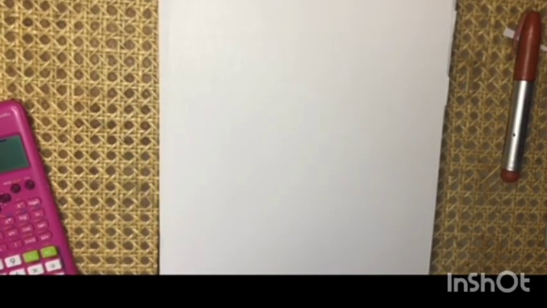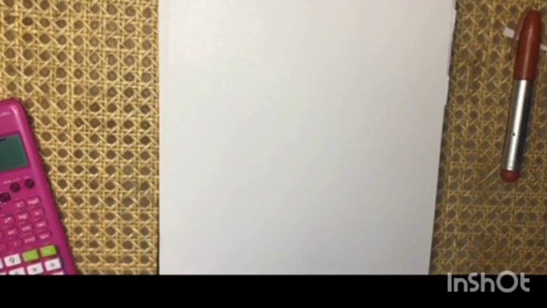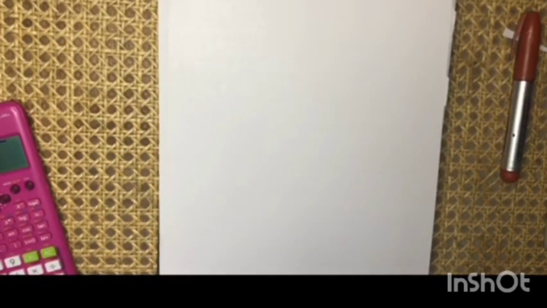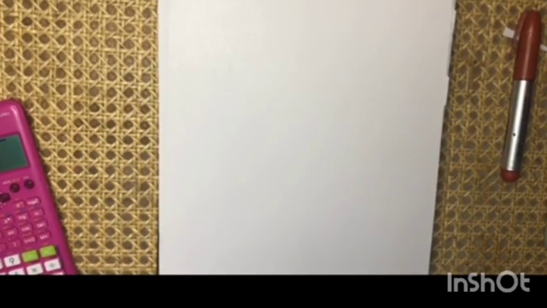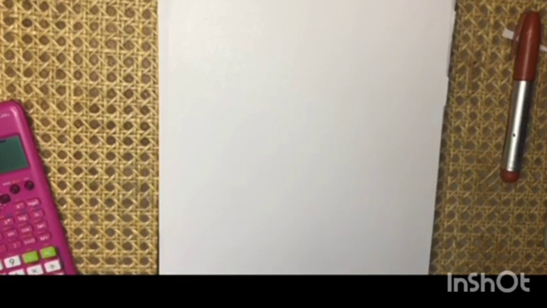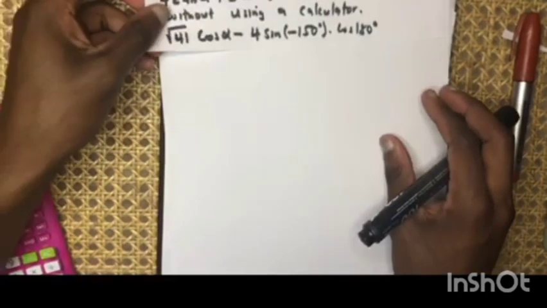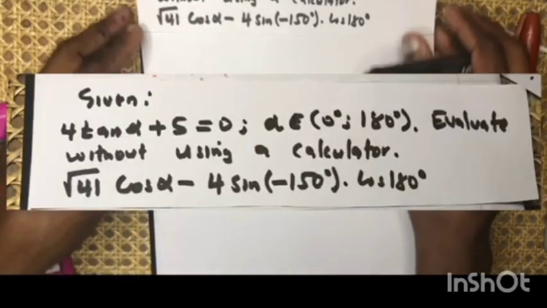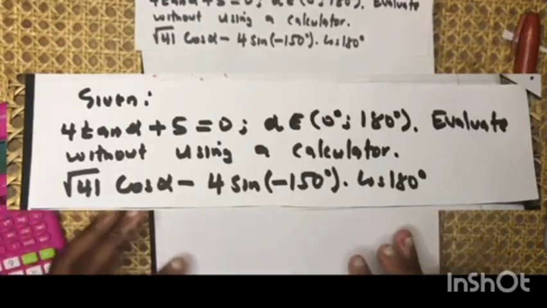Hello guys, I hope you are good. We are still continuing with trigonometry. This is the very broad chapter. It is easy. It contains a lot of marks in paper 2. So we are going to do this question. This is the question that we are going to do today.